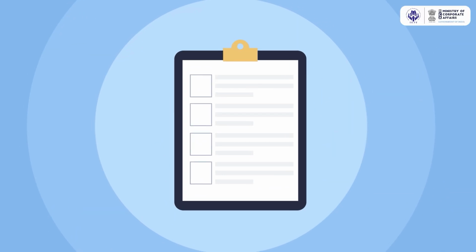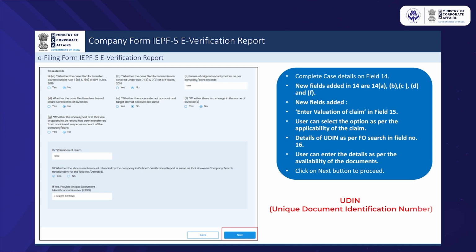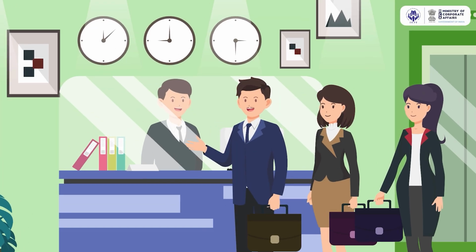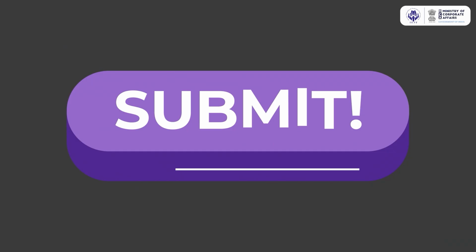Complete all required fields like valuation, which includes market valuation of CMP of shares on date of filing, and amount of dividend proposed for refund. UDIN, unique document identification number, to be taken from front office search facility. Attach scanned certified documents, up to 10 megabytes per file in PDF or JPG format. Review the form, click Submit, and download the PDF.